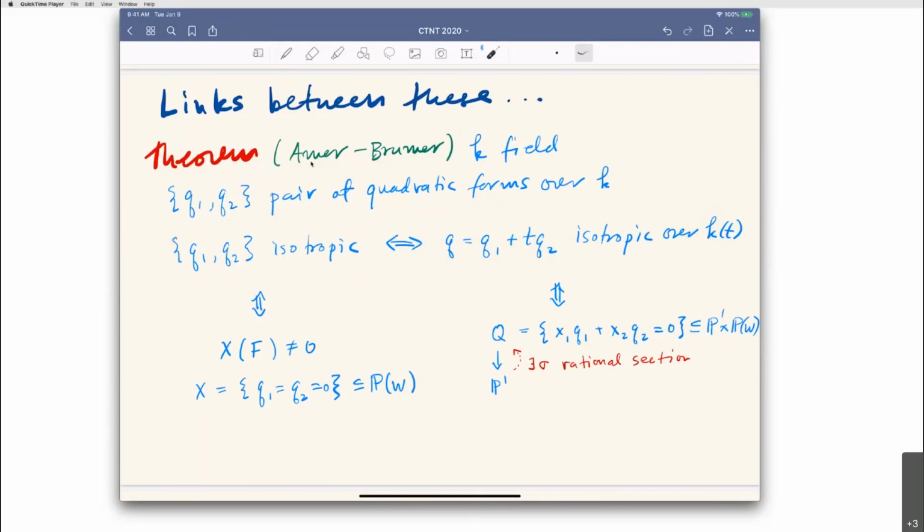And now, translated geometrically, what is this saying? This is saying the pair having a common isotropic vector means that the complete intersection of the two quadrics has a rational point. Sorry, I don't know what this F is here; this is a K. It says that this variety, which is the complete intersection of two quadrics, has a rational point. So that's what this side says.